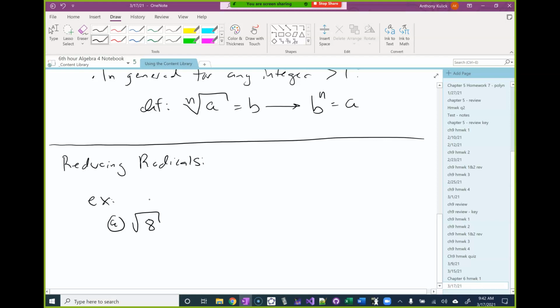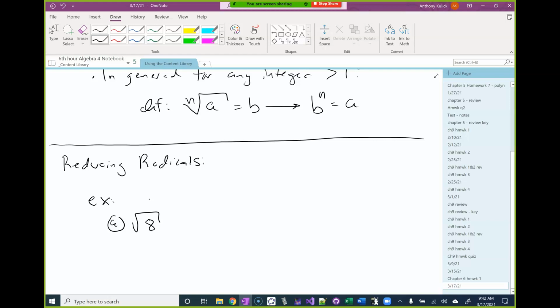Now you should be able to look at the square root of 8 and go, well, 8's not a perfect square, right? I know that 2 squared is 4, and I know 3 squared is 9. 8 falls between 4 and 9, so there's not a whole number squared that gives me 8. Everybody okay with that? That should feel reasonably okay.